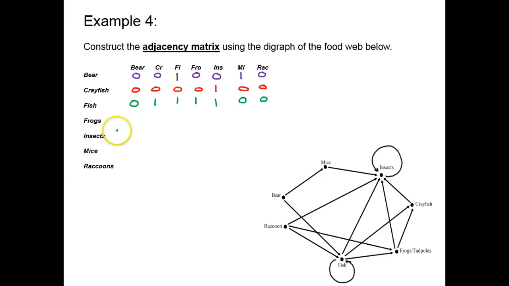Where are my frogs at? Alright, frogs, I'm looking for the arrows going away from frogs. Frogs eat insects and frogs eat crayfish. Okay, frogs eat crayfish and frogs eat insects. So I'm going to put zeros everywhere else because frogs don't eat any of those things. Okay, let's go on to insects.